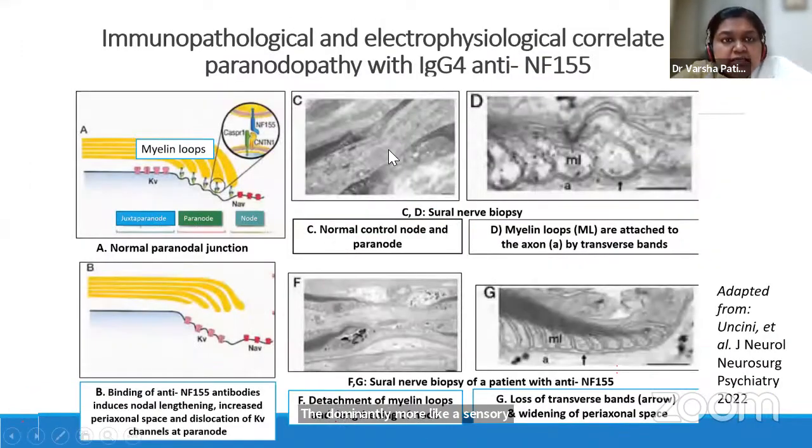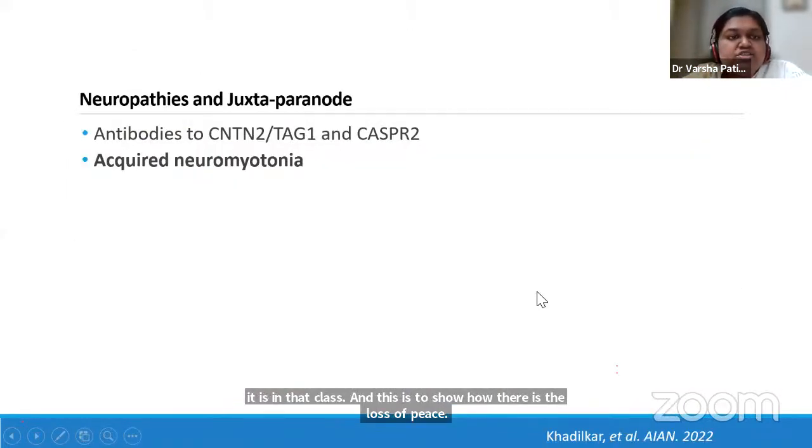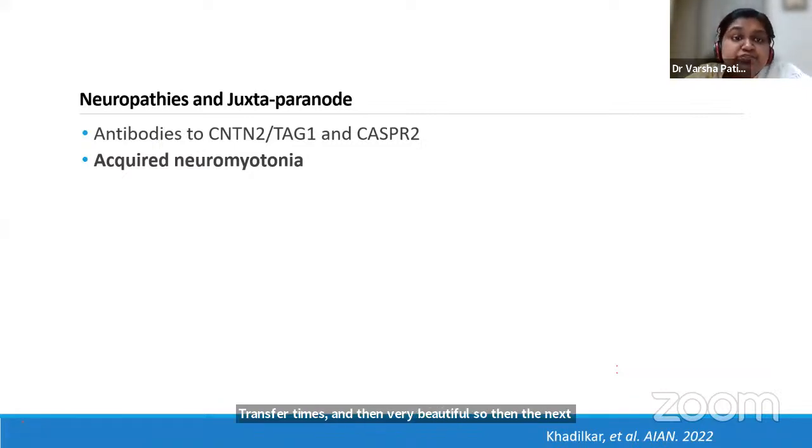So we have these immunopathology studies from this very recent paper. If you look at the normal, this is the cartoon, and this is what would be seen in the microscope. As I had explained to you earlier, there is a nodal lengthening, displacement of the potassium channels, and a shortening of the myelin loops. If you see it in the figure here, you can see this is the node and the paranode, how it is enlarged here. And this shows the loss of the transverse bands and the lengthening. Very beautiful.